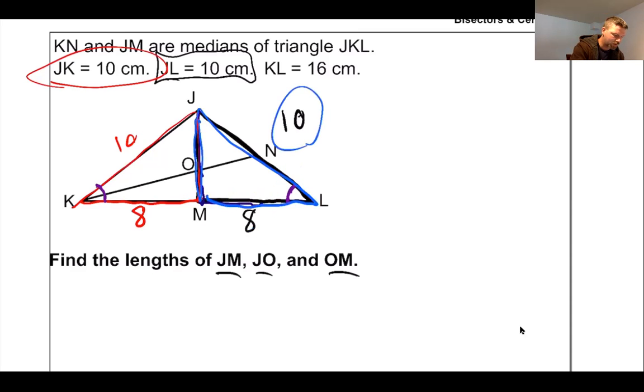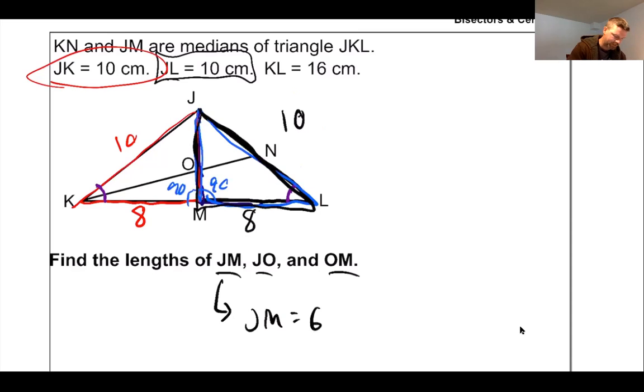And if they're congruent, all their angles are congruent, which means these 2 angles are congruent. And since they form a line and they're congruent, each one must be 90. That is indeed a right triangle. Since it's a right triangle, I know that JM must be 6, because that would be a 6, 8, 10 triangle. You could use the Pythagorean theorem, right? A squared plus B squared equals C squared.